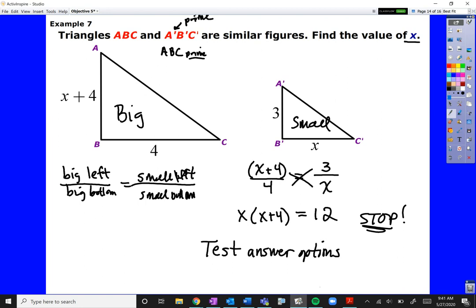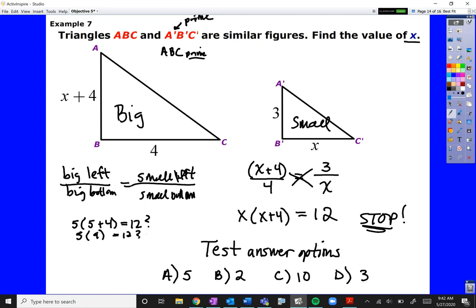So, for example, let's say that A was 5 and B was, I don't know, 2, and C is 10 and D is 3. Okay, now you just need to plug in your answers and see if it makes it true. Okay, so for example, let's try 5. So 5 goes in for x, parentheses, 5 goes in for x again, plus 4. Does that equal 12? So parentheses first, 5 times 9, does that equal 12? No way.